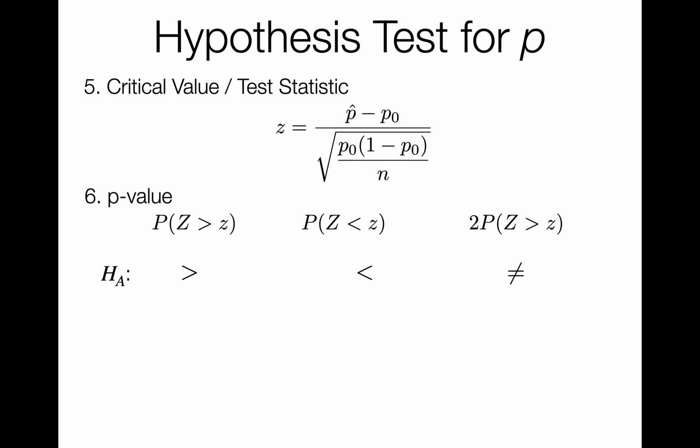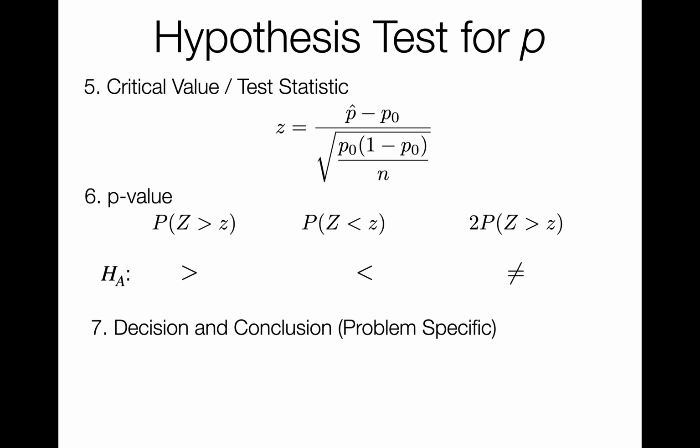So the proportion can be a lot bigger or a lot smaller than I thought it was. And so I need to multiply the probability by 2 in order to get the proper p-value. Again, you don't really need to worry about that. If it doesn't make sense to you, technology will do it. So there's the p-value. Step 7, the decision and conclusion, are, again, problem specific.